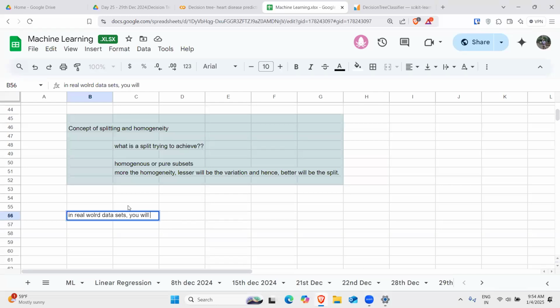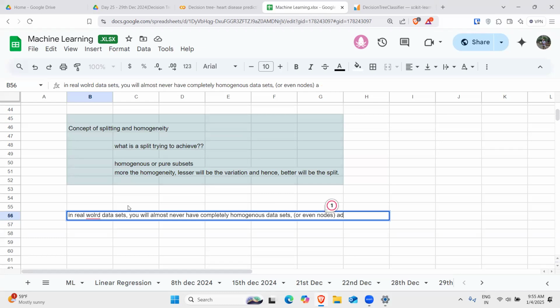You will almost never have completely homogeneous datasets, or even nodes, after splitting the data.